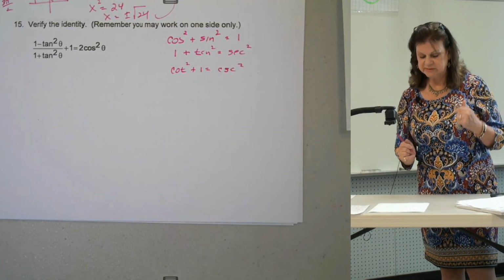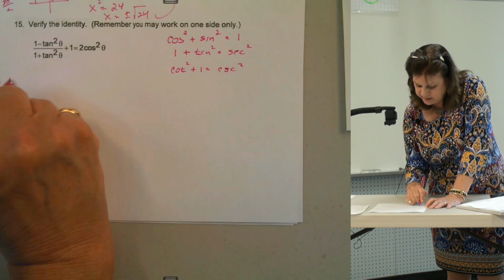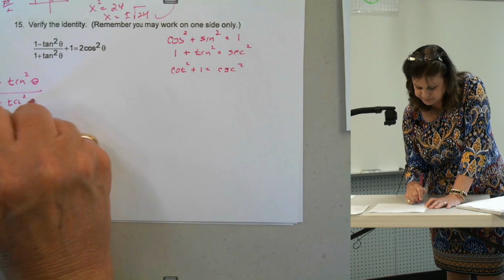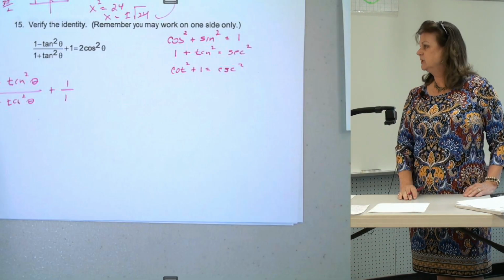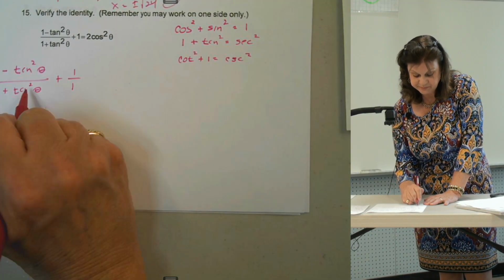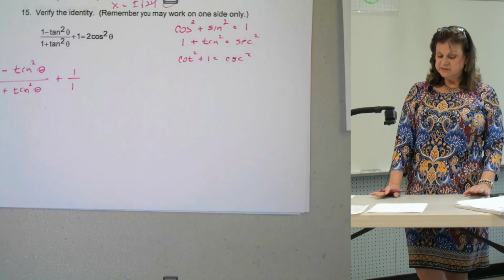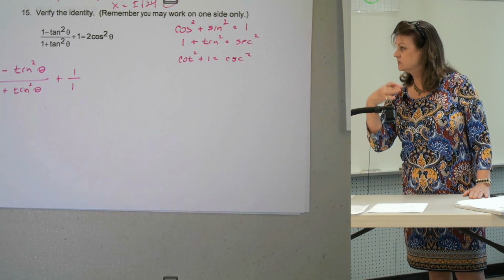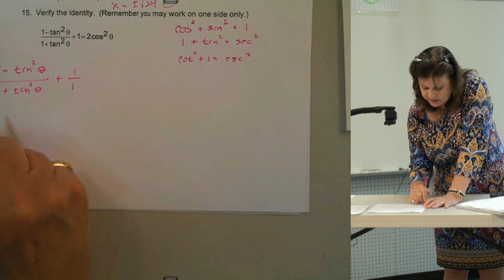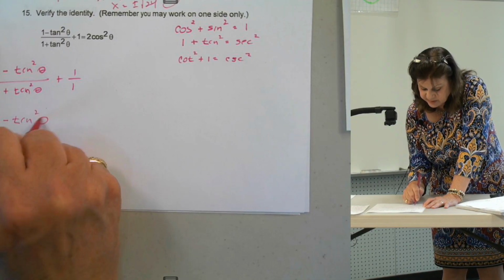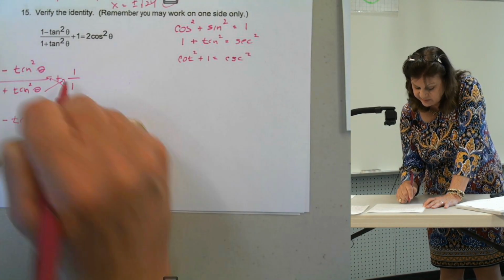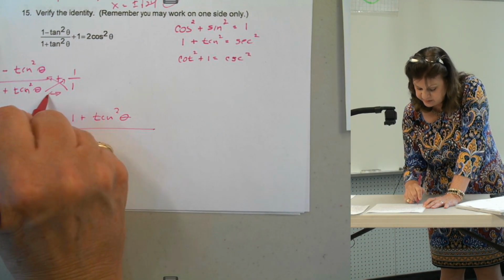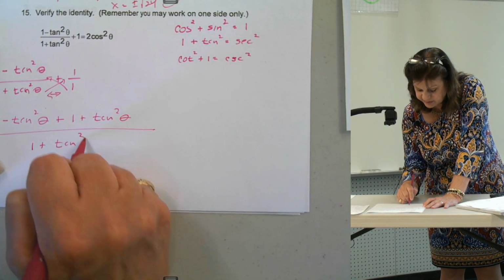So I think what I'm going to do instead, and again, you're going to take a path and it may work out and it may not. That's why these problems are frustrating. I'm going to change the left side into 2 rational equations. So I have 1 minus tan squared over 1 plus tan squared plus 1 over 1. And now here we go, right to left, left to right, denominator, denominator. And now I've got 1 minus tan squared theta plus 1 plus tan squared theta, over denominator 1 plus tan squared theta.